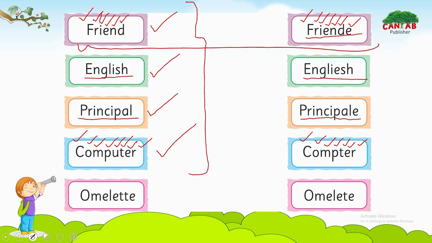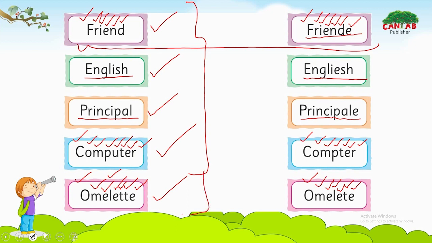Which of these two is correct? Omelett or omelette, omelette. And the second one is omelette, omelette. Which one is the right answer? Shabash, guess. Omelette, omelette. The first one is the right answer.